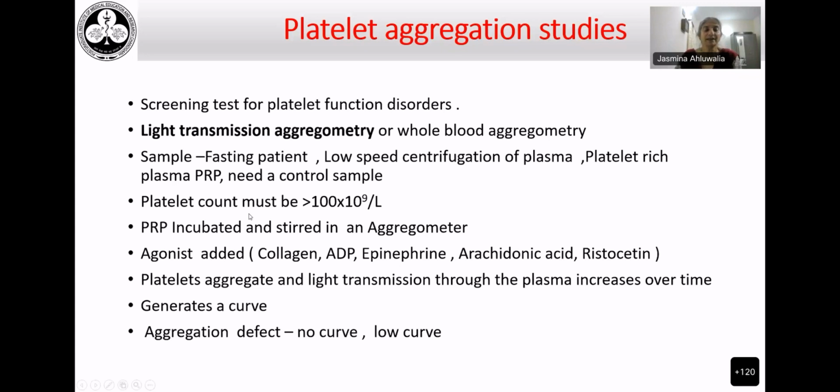We shouldn't attempt a test for aggregometry if the platelet count is less than 100. The platelet-rich plasma is incubated in an aggregometer kept at 37 degrees. Then we add an agonist which will cause platelet aggregation. That can be collagen, ADP, epinephrine, arachidonic acid. All of these are normally present in our body also, produced by the platelets. If the platelets are functioning well, they will aggregate, and as they aggregate, they tend to start descending into the plasma. So if you shine a light through the sample, the light will be transmitted to the detector. When this happens, gradually over time, a curve will be formed. If there is no curve, then that means there is a defective platelet function, and this sample may have a platelet function defect.